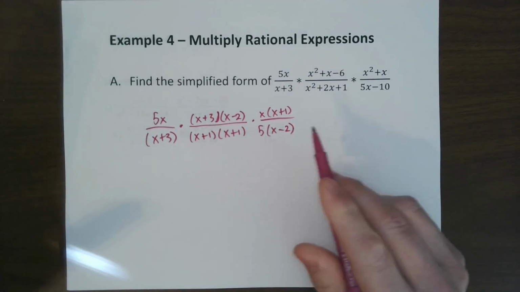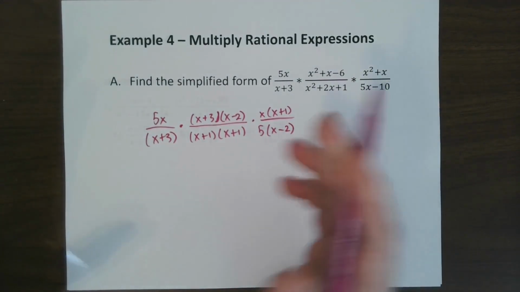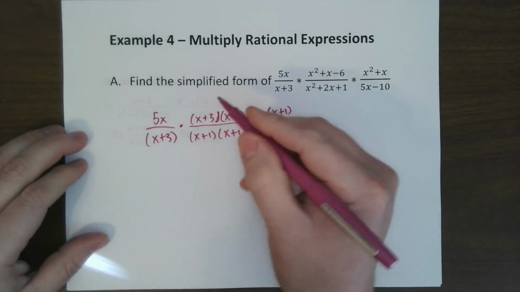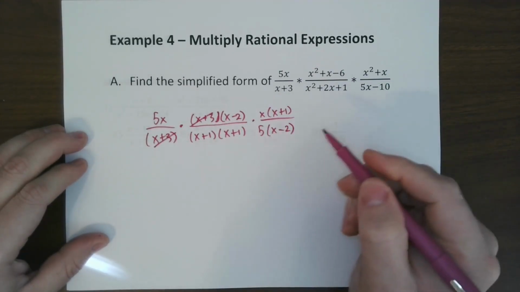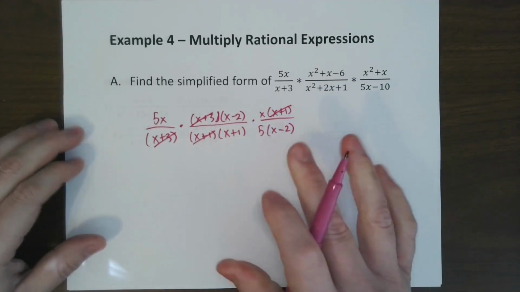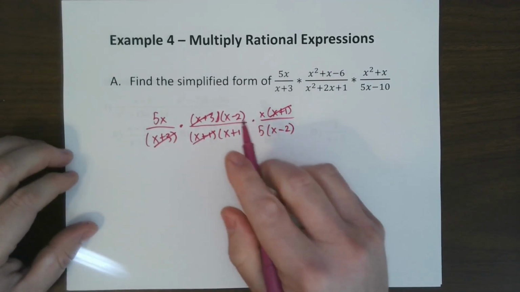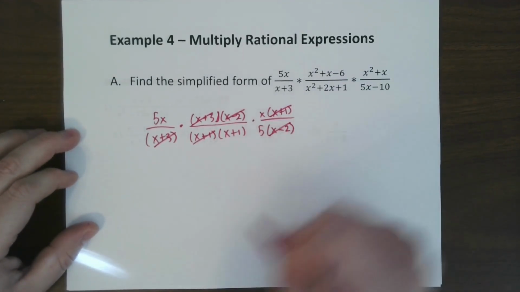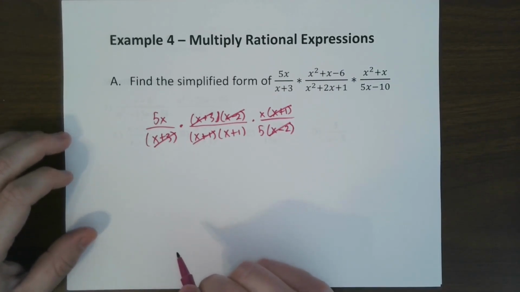So we factor each individually, and now we get to do the fun part, which is cross everything we can. There's an x plus 3 on top and bottom. There's one of the x plus 1s, not both, just one of them. x minus 2. And that looks to be it.